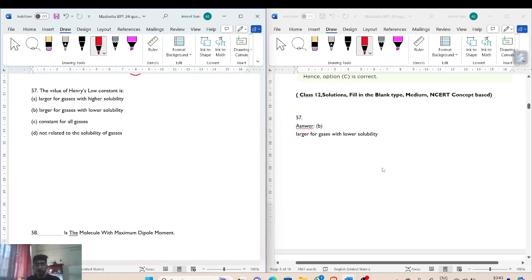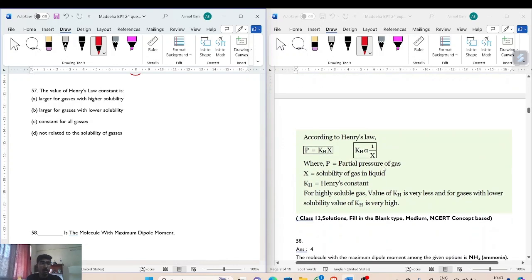Now comes question number 57. The value of Henry law constant is: larger for gases with higher solubility, larger for gases with lower solubility, constant for all gases, or not related to the solubility of gas.